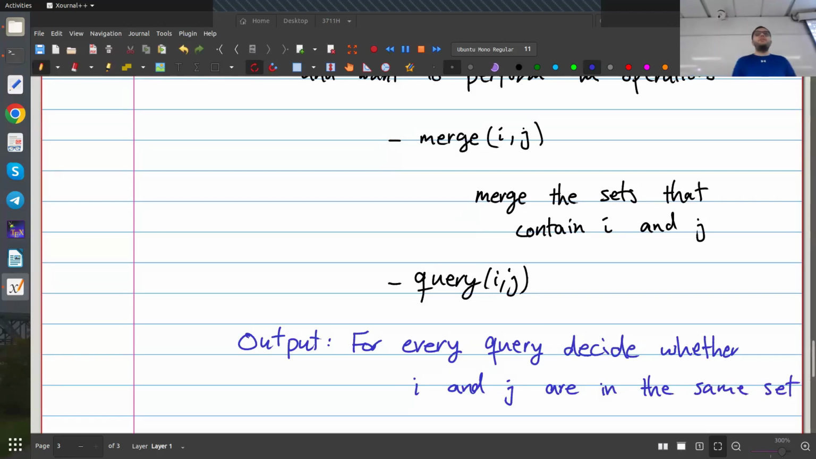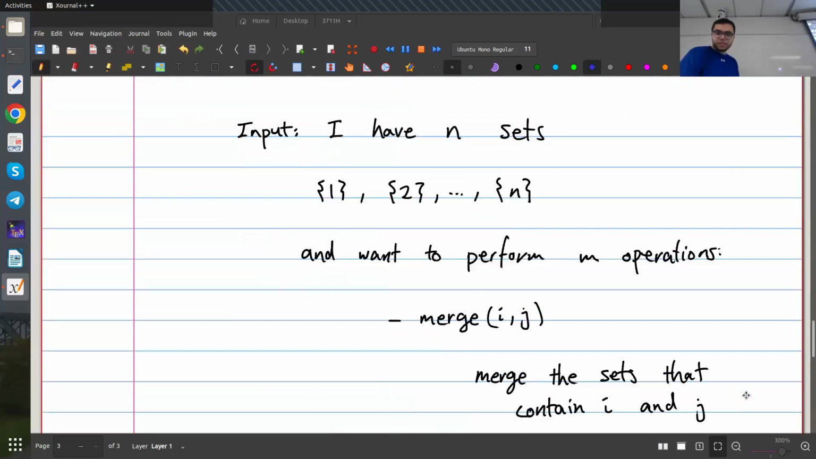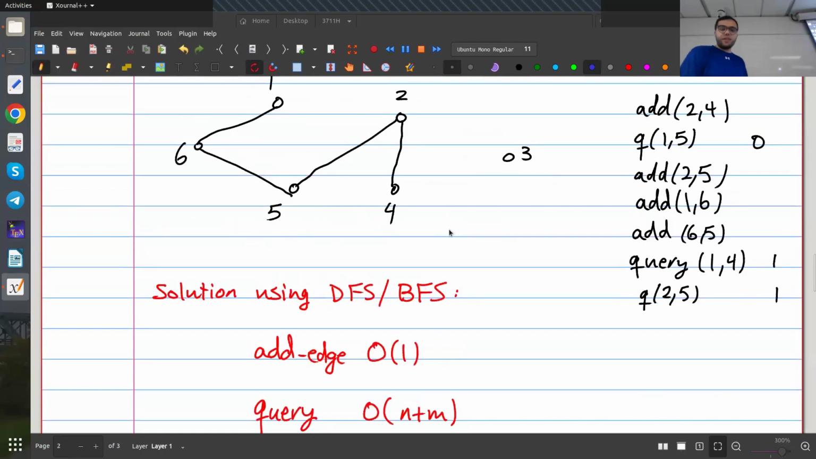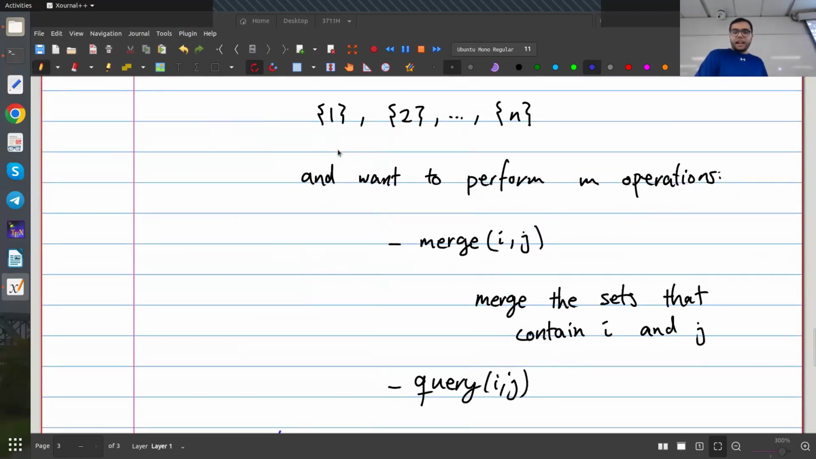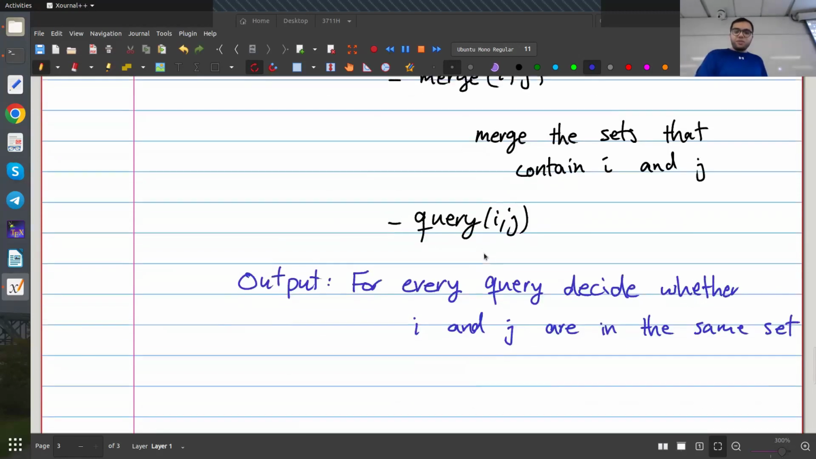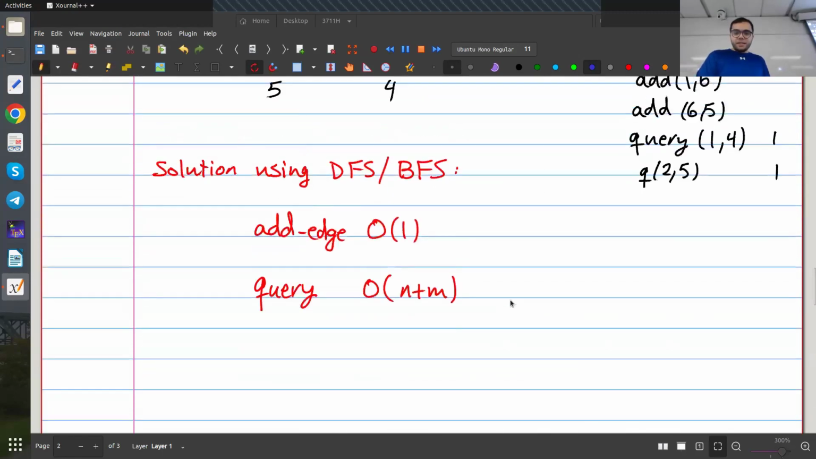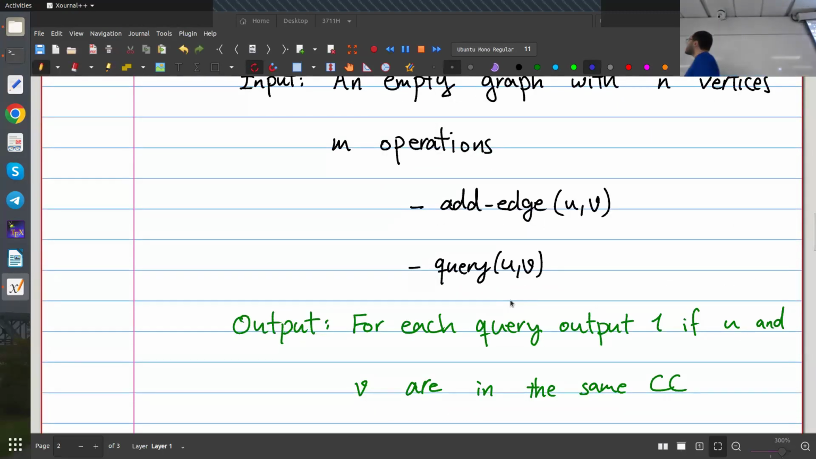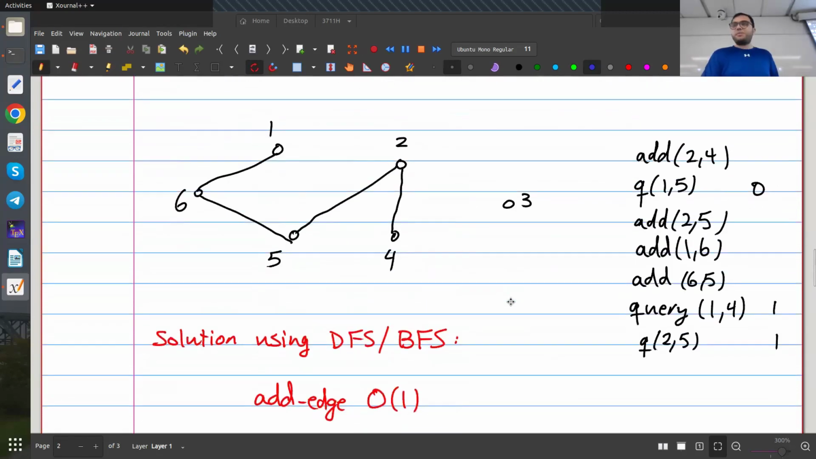Now, why is this the same as the previous problem? Because our sets are just our connected components. You can think of these numbers 1 to n as the vertices of this graph. When I say merge I and J, it's like adding an edge between vertex I and vertex J, and that would merge the connected components of vertices I and J. And when I do query I J, I'm asking, are they in the same set? It's the same as the query that I had here, which was, are they in the same connected component? So the two problems are the same, and I can just use the same algorithm as before.